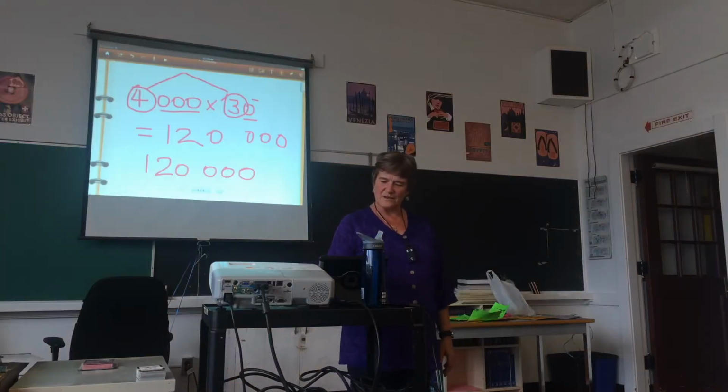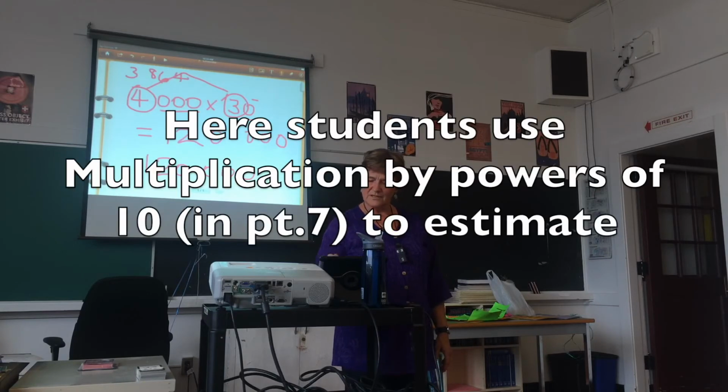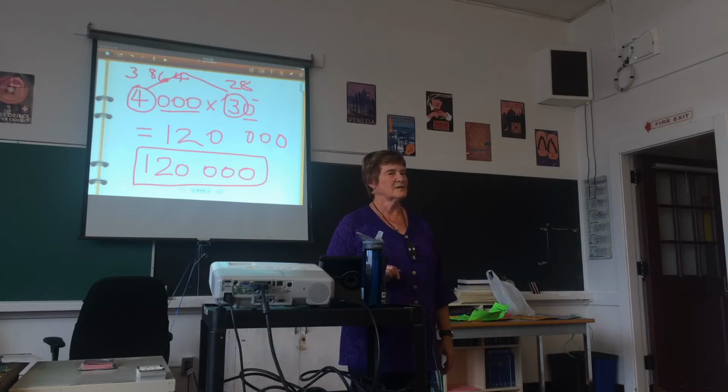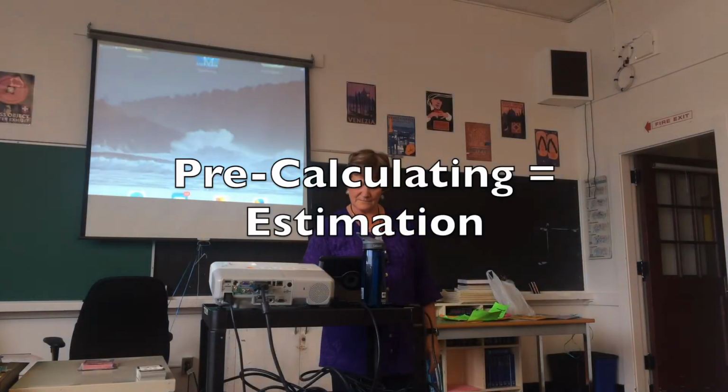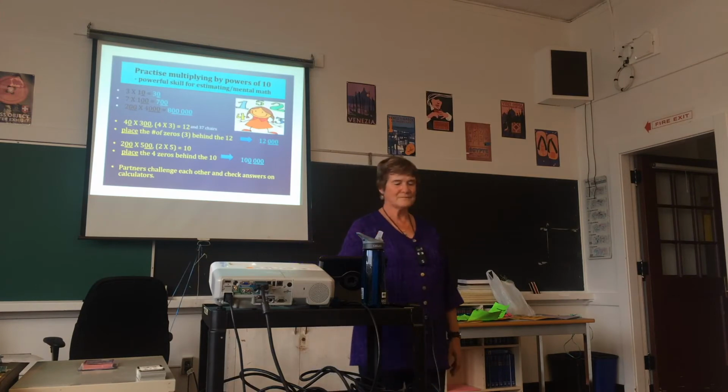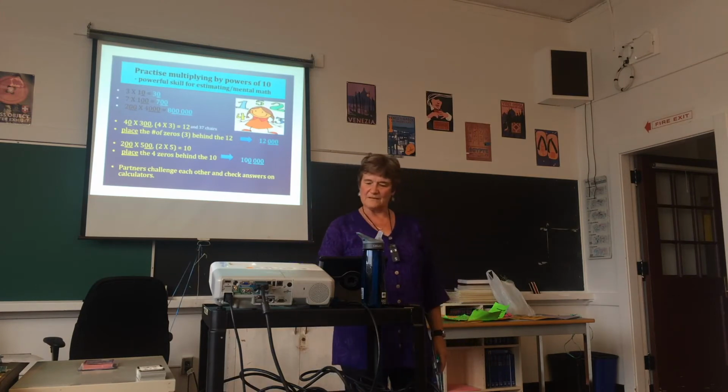Suppose we started out with 3,864 times 28. This one would round to 4,000. This one rounds to 30. Then they can identify that the answer is going to be somewhere around 120,000. And I call that pre-calculating. Okay? So practicing multiplying by powers of 10, very powerful.